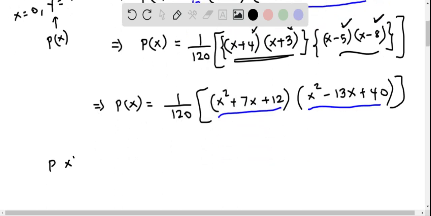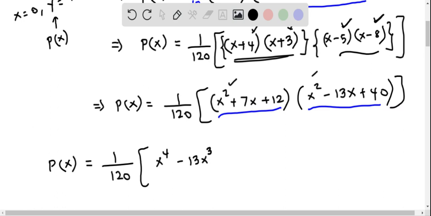So I put p of x equals, we have the factor 1 over 120. It's a constant multiplier, so we just keep it as it is. First consider the term x squared, and multiply it with all the terms in the second bracket. So x squared times x squared is x raised to the power of 4, x squared times negative 13x is negative 13x cubed, and x squared times 40 is 40x squared. I'm done with multiplying x squared with all the terms in the second bracket.